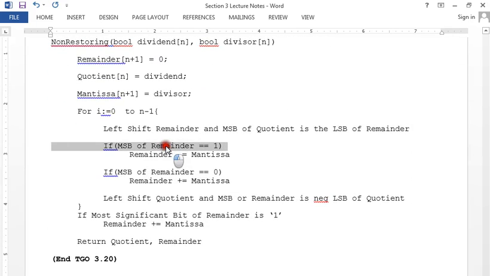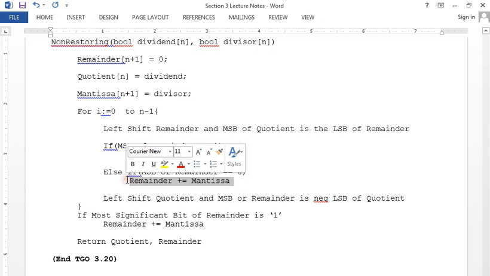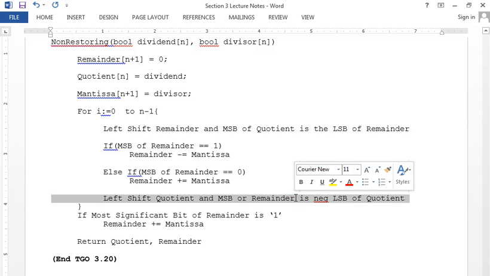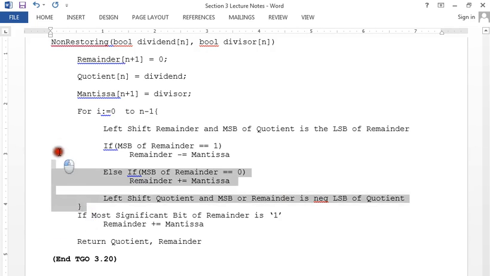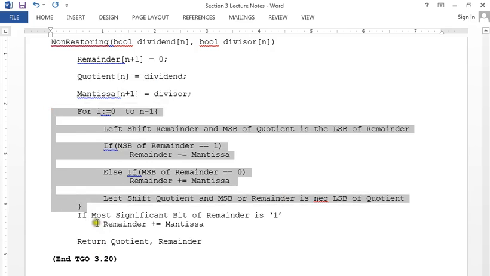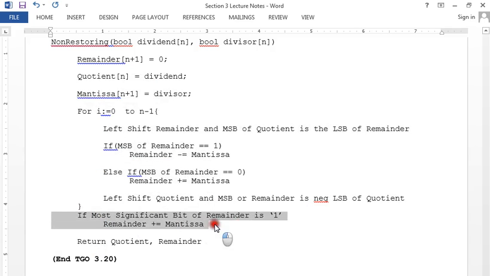So if the most significant bit of the remainder is a 1, then we're going to subtract. Else, if it's 0, we're going to add it. And then we're going to do the same thing where we negate the least significant bit and the most significant bit. Now, after we do our 4 iterations, we're going to check if the most significant bit of the remainder is 1, then we're going to add the mantissa to the remainder.